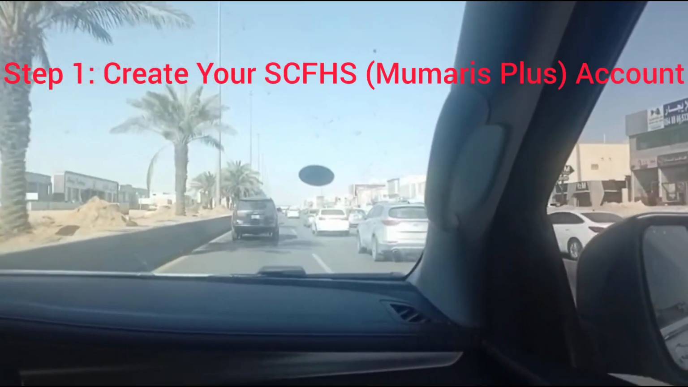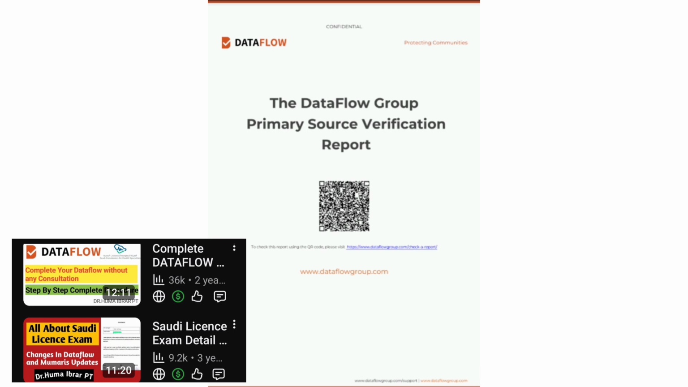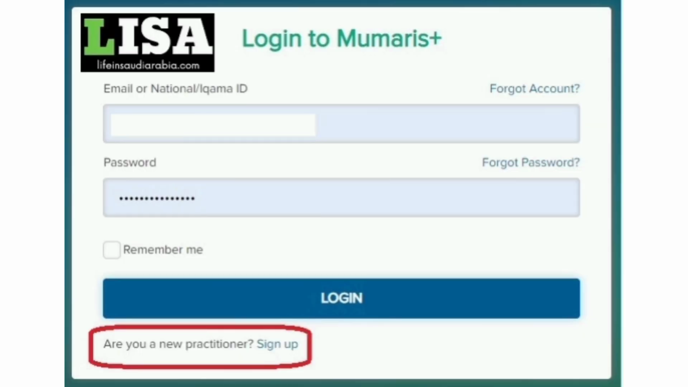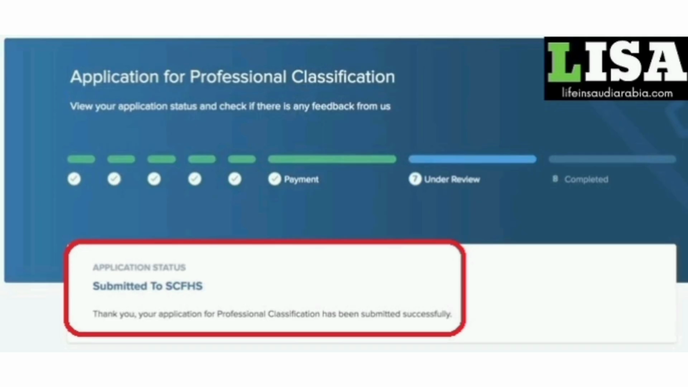Step 1 to book the Pearson exam is to create your SCFHS Mumaris Plus account, and this is possible only after Dataflow verification. After completing your Dataflow verification, you have to sign up for Mumaris Plus. First of all, you must create your account on Mumaris Plus: go to the SCFHS Mumaris Plus website, sign up or log in, and upload your documents. Once your documents are approved, you will receive exam eligibility in your Mumaris account. Without the eligibility, you cannot book the Pearson exam.